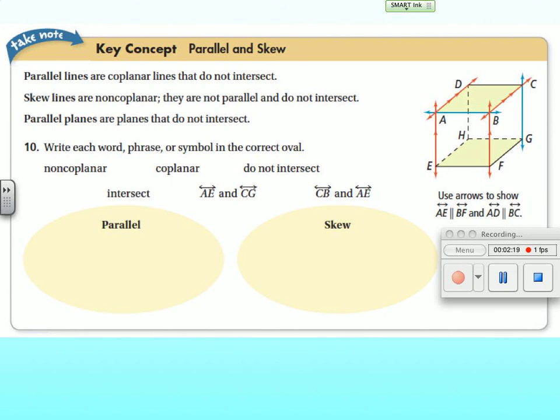So for number 10, I want you to now take some time to write each word, phrase, or symbol in the correct oval. I'm going to give you about 15 seconds. It's really not a difficult exercise. So looking at the two definitions above, write down non-coplanar, coplanar, do not intersect, intersect, and the two sets of lines in the appropriate bubble.